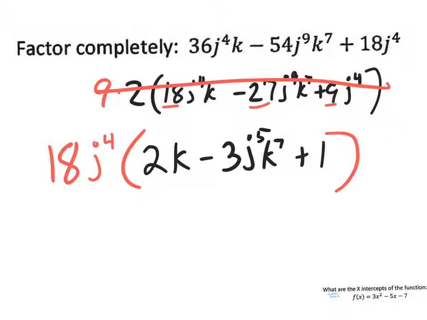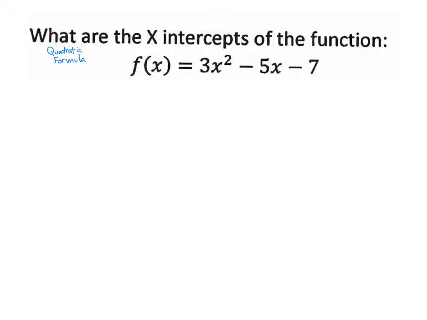The last type of question says, what are the x-intercepts of the function? And if you guys remember, to find the x-intercept, you set y equal to 0. So this f of x, this is really a y. And if you set it equal to 0, it'll be the quadratic trinomial equation, 3x squared minus 5x minus 7 equals 0. And you need to solve that thing. So that's another one where you could use the quadratic formula. I mean, you can't even factor it. Even if you tried, it wouldn't be factorable.